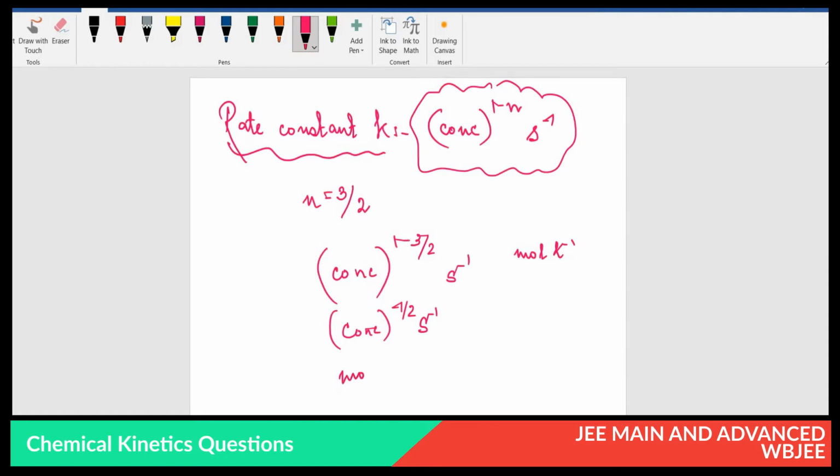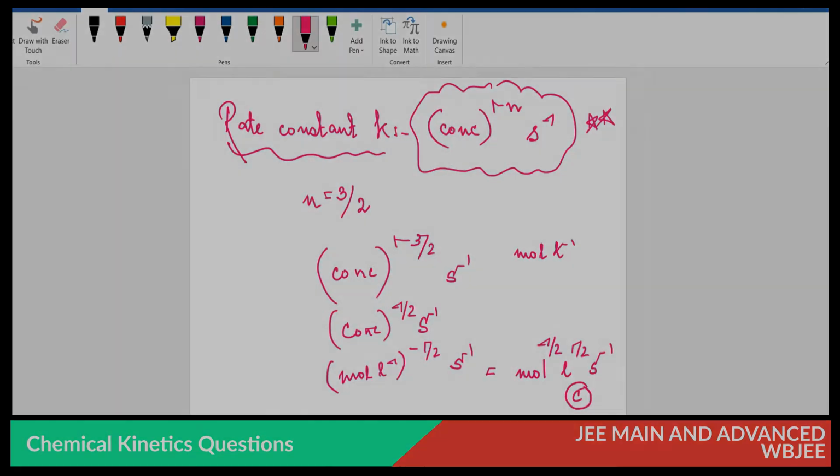So, use that. So, mole liter inverse to the power of minus half, second inverse. Now what is going to be the answer? Mole to the power of minus half, liter to the power of plus half, and second inverse. Check your options. So that is option number C. Understood. So for any reaction where there is order given or you have to find out the order, try to use this equation. So mark this equation very carefully in your notebooks. Okay. So moving on to the next question.